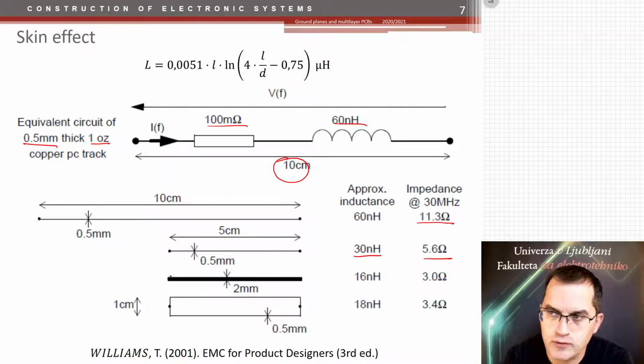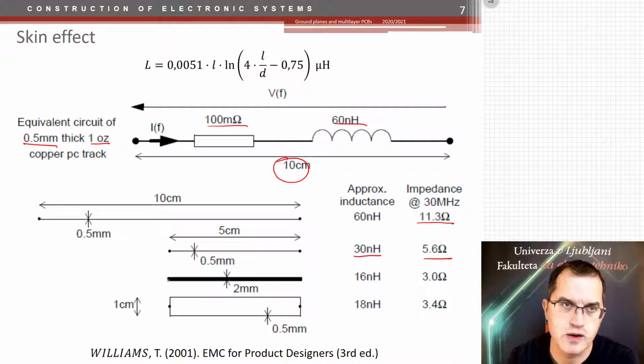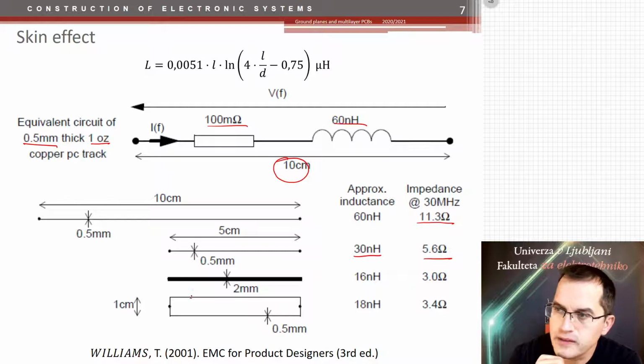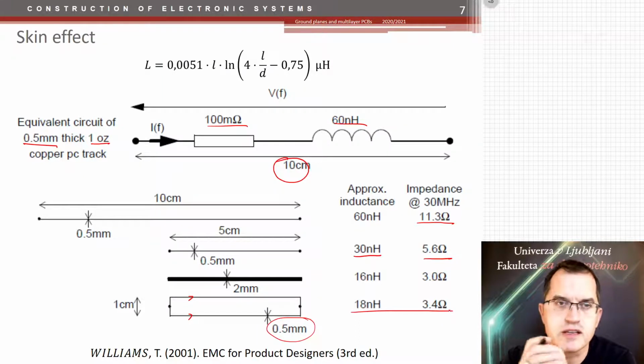If you make it 4 times wider, so 2 millimeters wide, the inductance and the impedance would be approximately halved as well. So it has to be 4 times wider to make half of the impedance. And if you take 2 wires and drive the current in the same direction and make them 1 centimeter apart, but only with the original thickness, you would get approximately the same results.